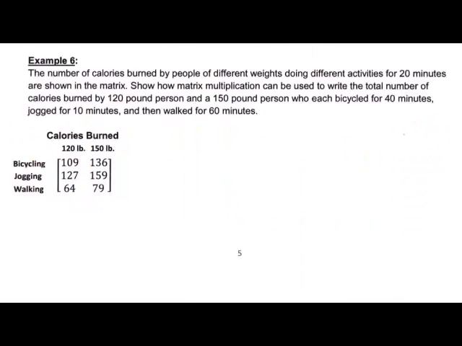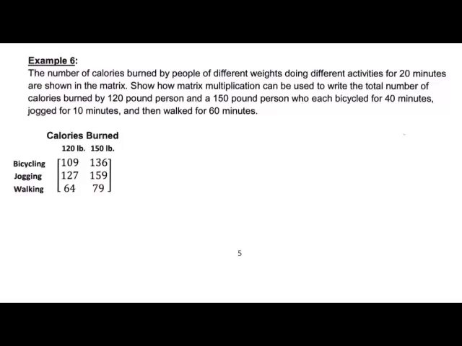The last example, I want to look at a real life example of using matrices. Again, matrices are a way to organize data in rows and columns. So for example 6, the number of calories burned by people of different weights doing different activities for 20 minutes are shown in the matrix. Show how matrix multiplication can be used to write the total number of calories burned by a 120-pound person and a 150-pound person who each bicycled for 40 minutes, jogged for 10 minutes, and then walked for 60 minutes.